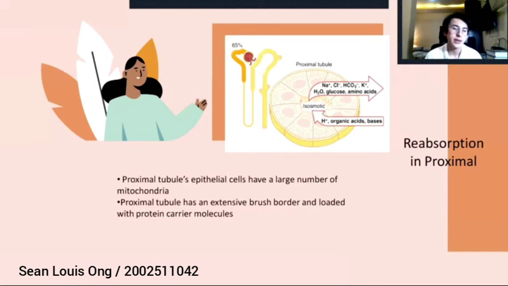So the first one is the reabsorption in the proximal tubule. Proximal tubule has a large amount of mitochondria that supports the active transport. Proximal tubule also has an extensive brush border to make the surface wider, so the transport of the substances is faster. There's also a counter-transport mechanism that reabsorbs the natrium and secretes mostly hydrogen ions. That is important to remove the bicarbonate from the tubule.